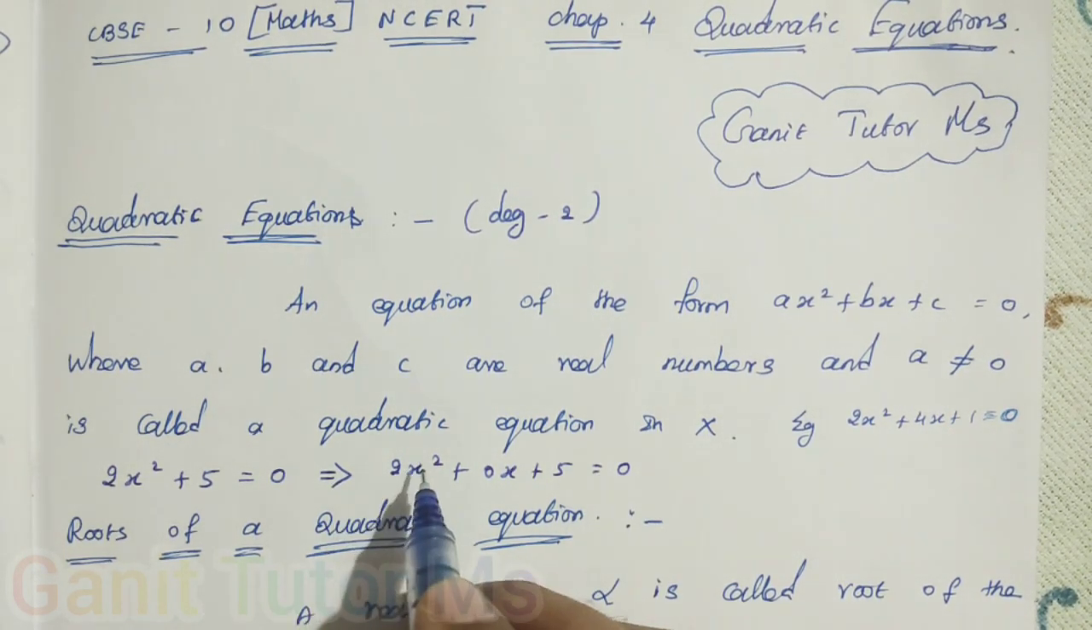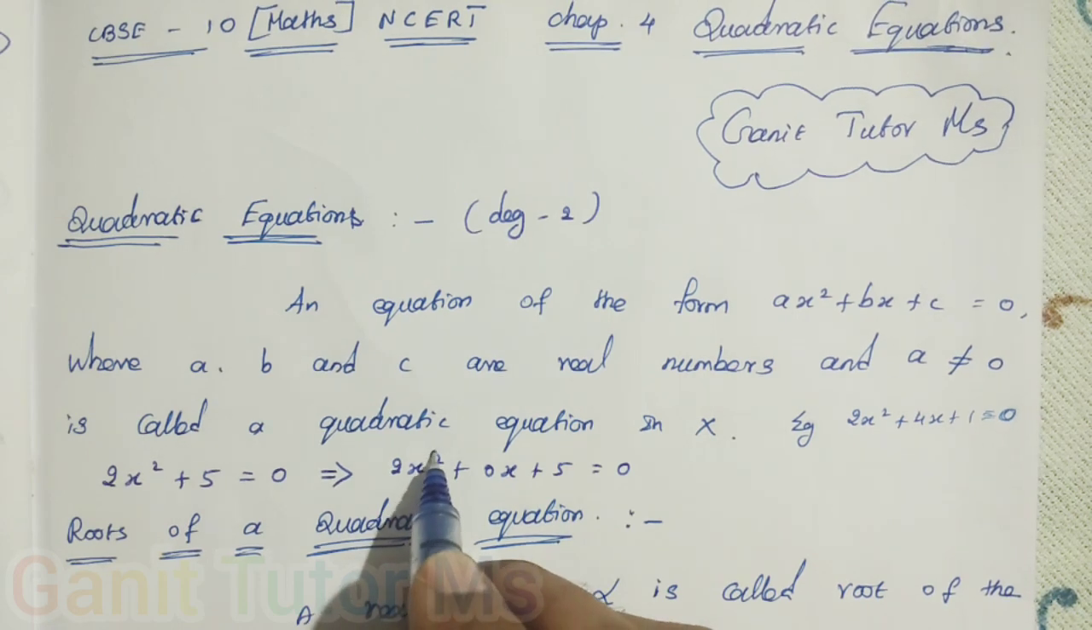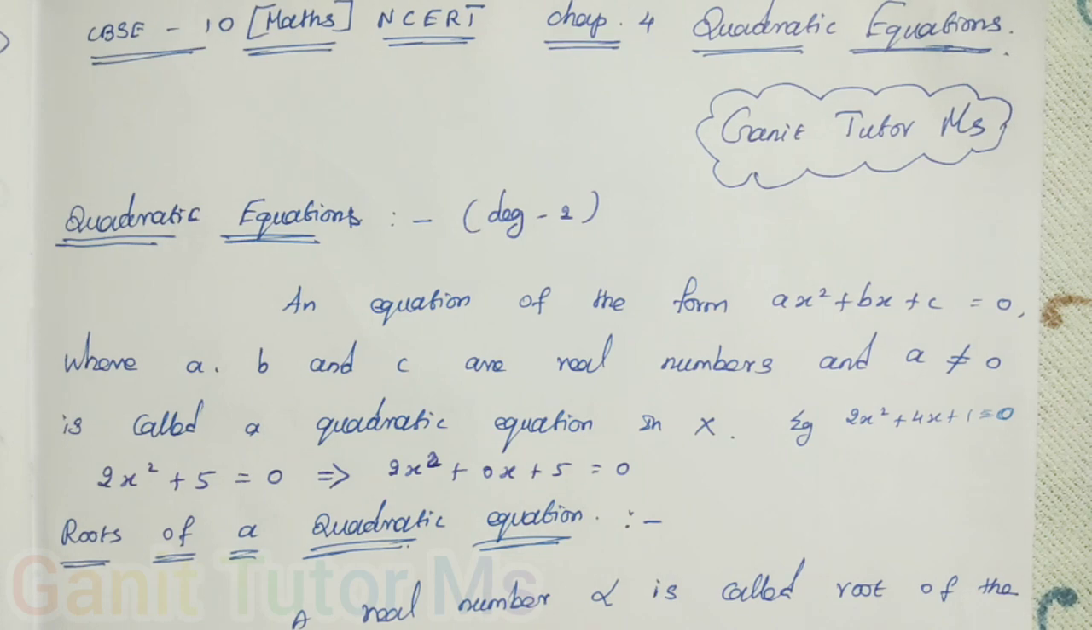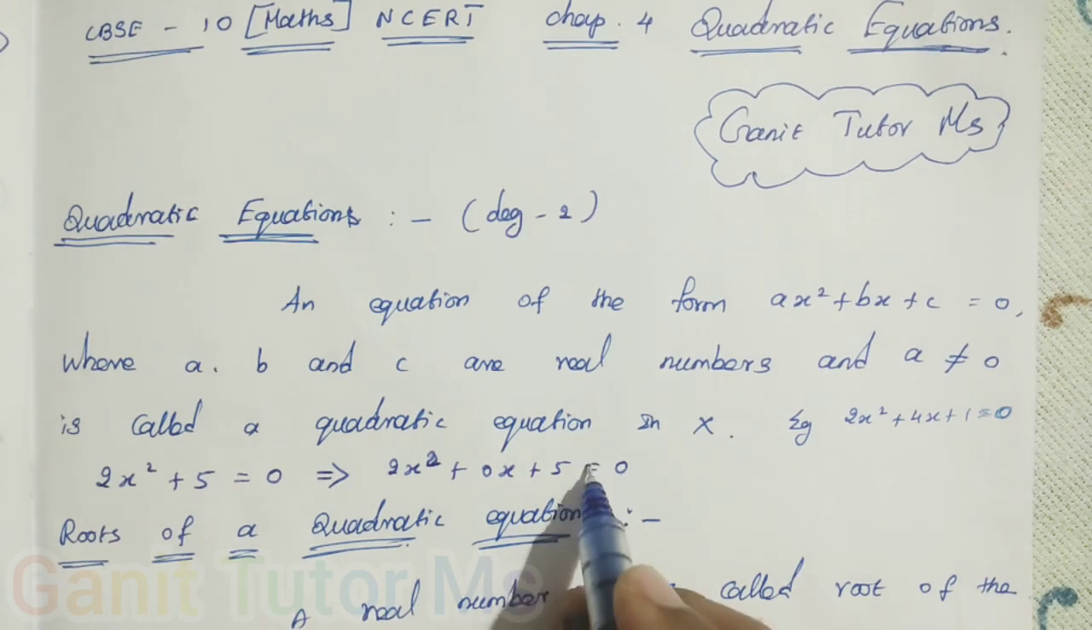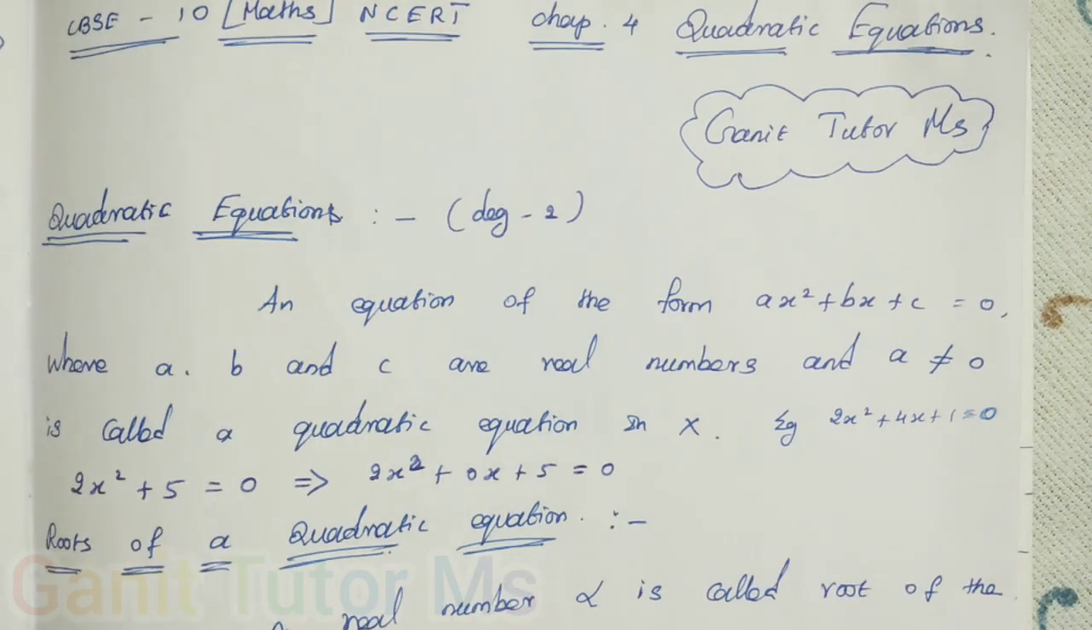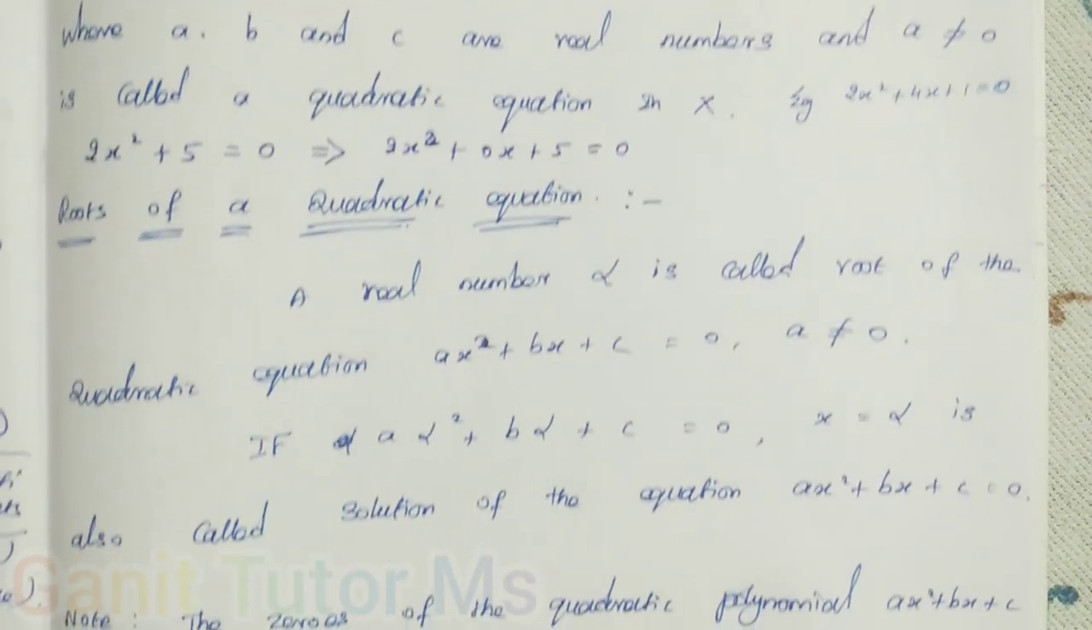So 2x squared is the important term here. Here the degree is 2, so it is called a quadratic equation. Clear? Here there is an equal symbol, so it is called an equation. So, quadratic equation. Clear?